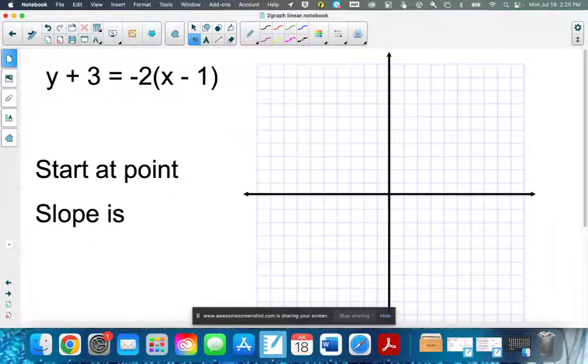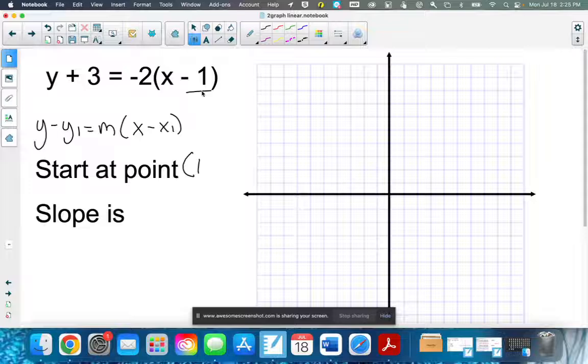Let's try another one. Okay, so take a look. Your point, and I'll write the form again just to make sure you have it. Your point should be +1, change the sign, and -3. So 1 to the right and 3 down, because for x you're going 1 positive, and for y you're going 3 negative. So there's your point. And then your slope is -2.